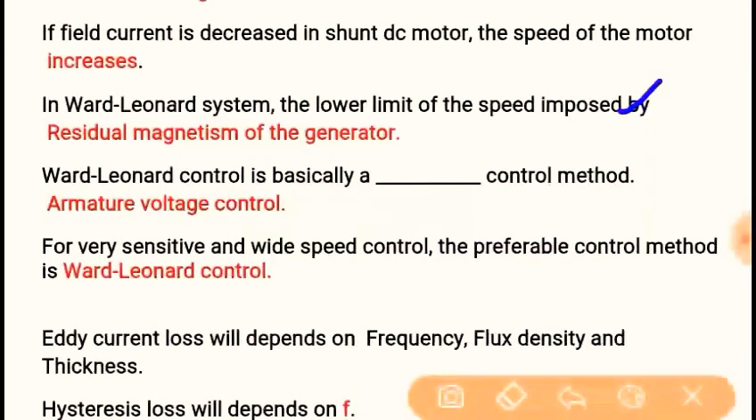In the Ward-Leonard system, the lower limit of the speed is imposed by the residual magnetism of the generator. Ward-Leonard control is basically an armature voltage control method. For very sensitive and wide speed control, the preferable control method is Ward-Leonard control.